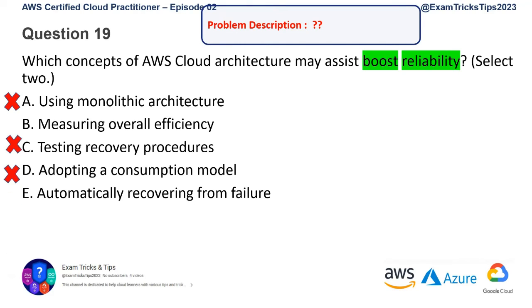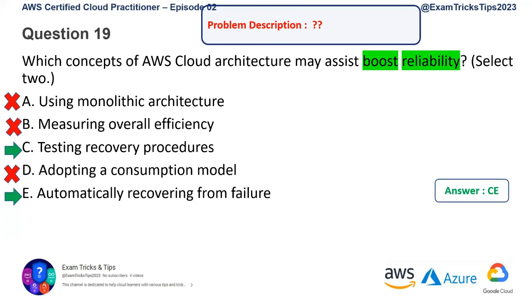Measuring overall efficiency, nah. Neither is adopting a consumption model. All of those options look pretty weird to me, so I'm ruling those out. Doesn't make much sense. Option C, testing recovery procedures. That is something I feel is related to reliability, where you are actually testing all the recovery procedures in case your application fails, so that you can use those fallback procedures when needed. So that will obviously reduce your recovery time and increase your reliability. So that appears correct to me.